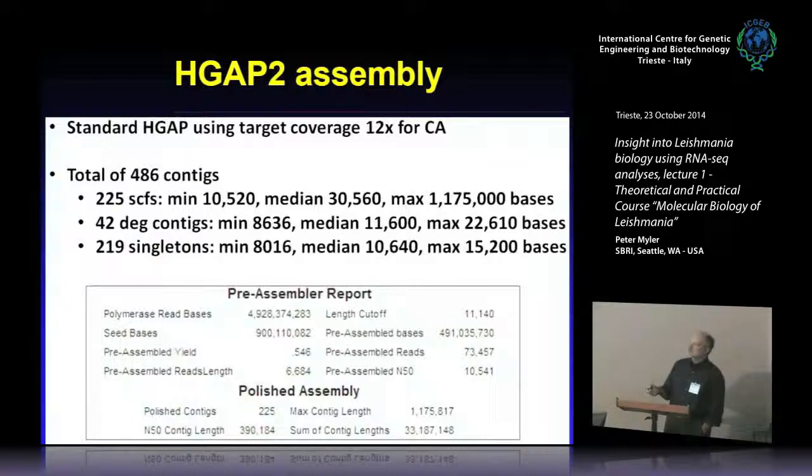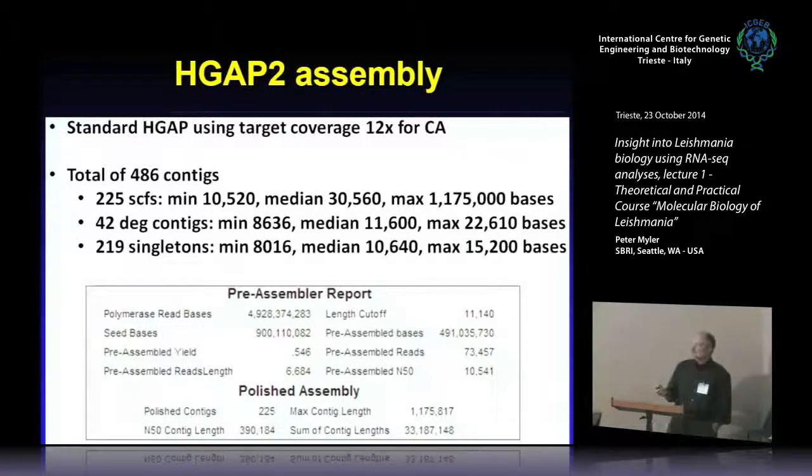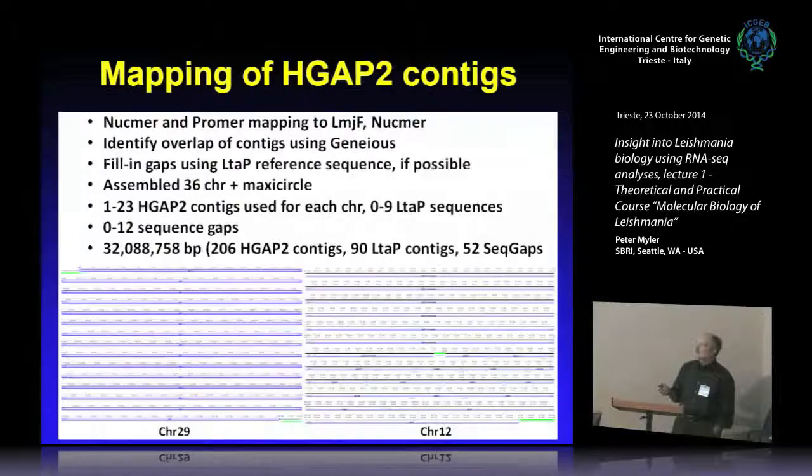These singlet contigs were essentially very low coverage and probably represented DNA sequences that were present in the genome at very low copy number, and so really were variants. And then these degenerate contigs were those that had high coverage and really were repeats, like the telomeric repeat. So essentially, most of the genome was contained in these 225 scaffolds.